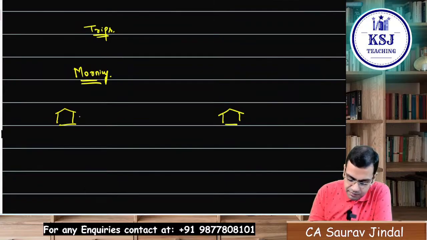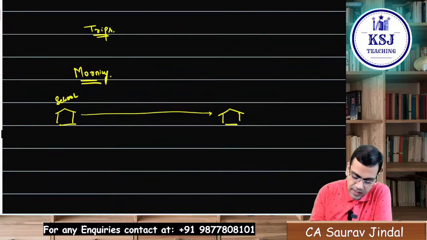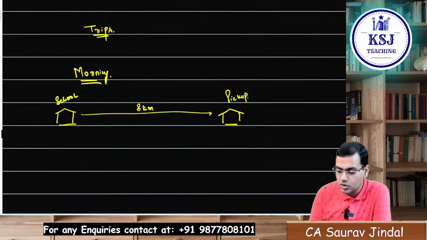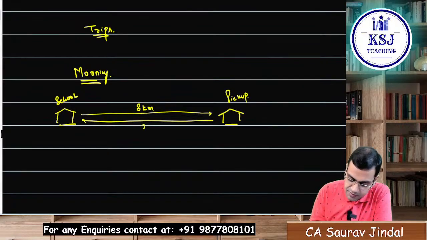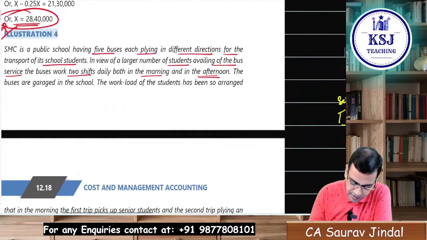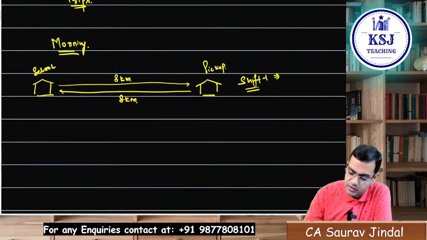Now, in the morning, the bus will first go to pick up from here, school to place. This is your school and this is the pickup place, right? The bus will travel 8 kilometers from school to the pickup place. The bus will pick up the students and come back 8 kilometers back to the school. This is shift 1. In shift 1, morning, first trip picks up the senior students. Okay, sir. So this is the first shift, that is senior students.